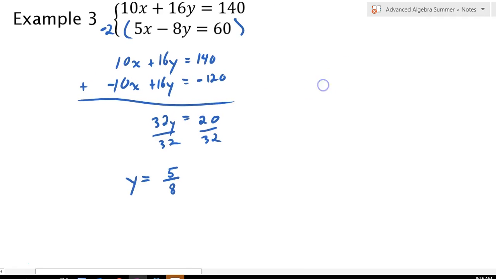Alright, so from here we can plug that in. So I'm just going to use the top one. So I have 10x plus 16 times my y here, so 5 over 8 is equal to 140. That gives me 10x. So in GeoGebra, I would type 16 parentheses 5 divided by parentheses. And again, if you put that inside of your fraction text, you'll get a nice answer here, and it'll just come out to 10.